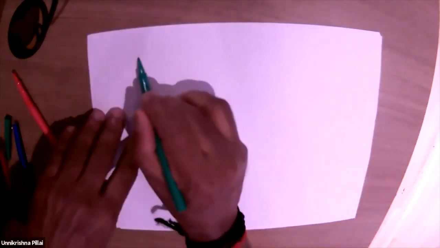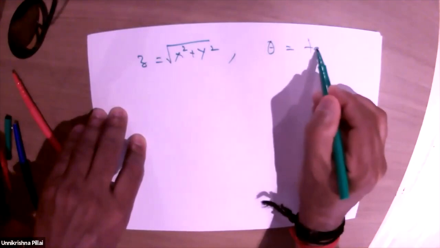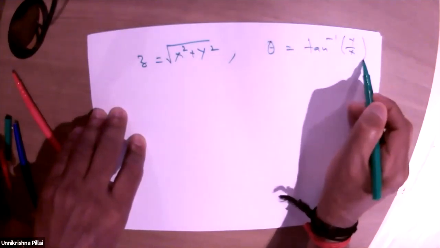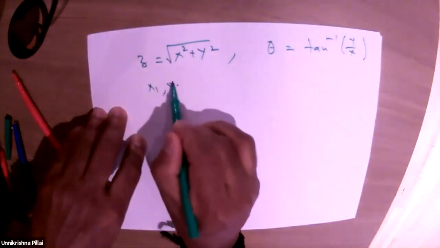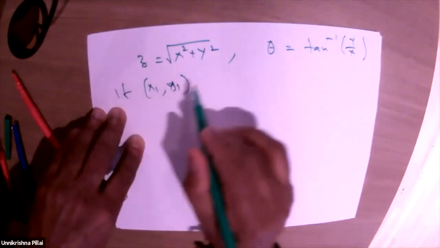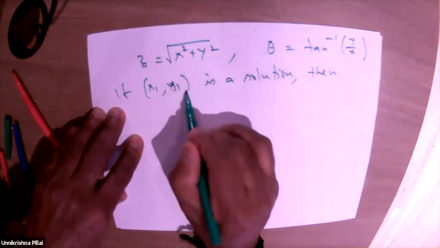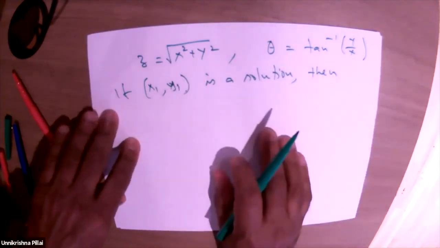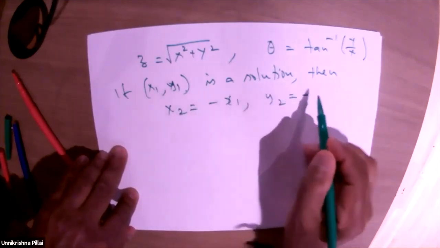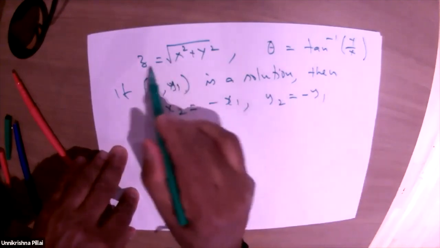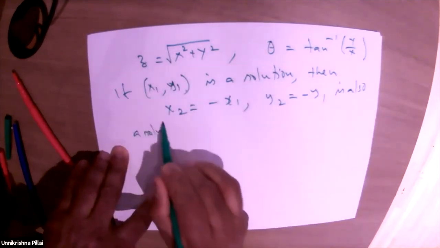So let's do this here. Z is given to be the square root of X squared plus Y squared. Theta is given to be tan inverse Y over X. So if there is one solution, X1, Y1, we can see one case now. If X1, Y1 is a solution, then what about minus X1, minus Y1? Anybody? What can you say about this? Is this a solution or not? Because if you plug it in, you get the same values, right? It's easy to see, it is also a solution. So we have two pairs of solutions.